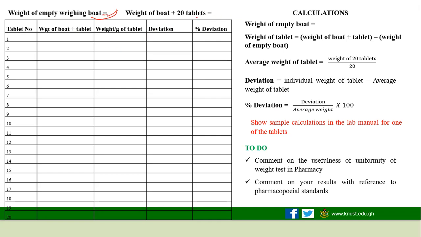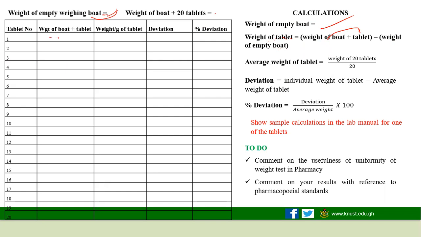Are we following? Good. Then you also have to measure all your 20 tablets plus the boat, right? And then you record your weight. Now, if you want to find the weight of each tablet, we told you that we have to measure each of the tablets singly. So the weight of each tablet will be the weight of the tablet plus the boat minus the weight of the empty boat, right? That will give you the weight of each tablet.